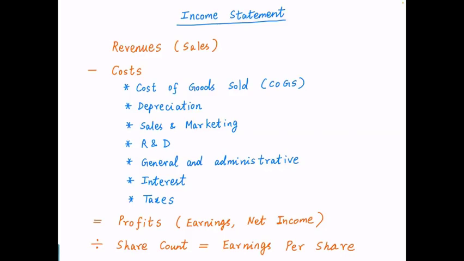So this is the nature of the income statement. This is what an income statement tells us. So over a period of time, what are the revenues? What are the costs? What are the profits? And so we have earnings per share.